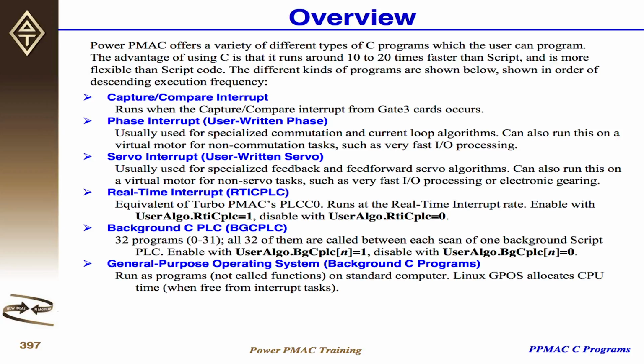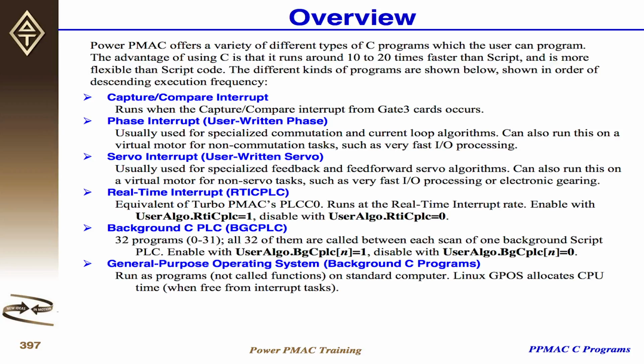Then we have background CPLCs, also called BGC PLCs, and we have 32 of them, numbered 0 to 31. And all 32 of these will execute every background cycle. So they actually run more often than the background script PLCs. You'd only run one background script PLC per background cycle, but all of the BGC PLCs run. And lastly, we have general purpose operating system programs, also known as background C programs.